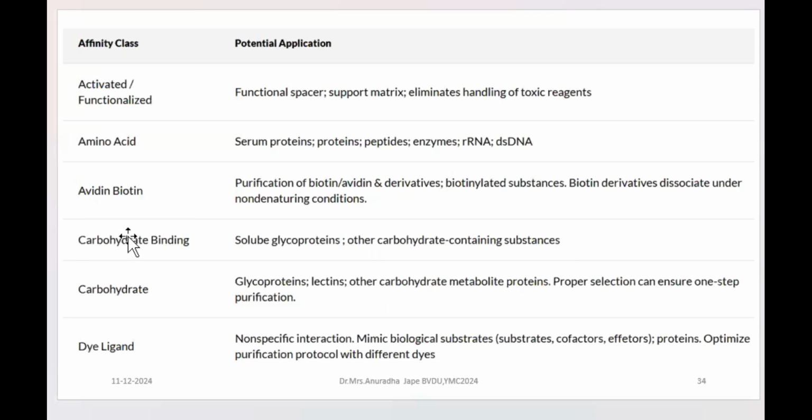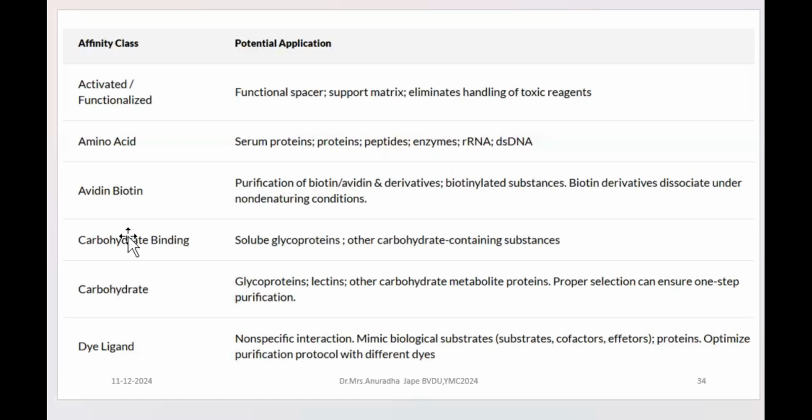So here I am sharing certain applications with respect to what kind of affinity class it belongs to. So what ligand you will be using. So if we say activated or functionalized ones, so you are going to have functional spacers, support matrices, which is going to eliminate handling of toxic reagents. Fine. What are going to be the specific classes? So you may say amino acids, where the application is study of serum protein, peptides, enzymes, rRNA or double-stranded DNA could be analyzed or studied.